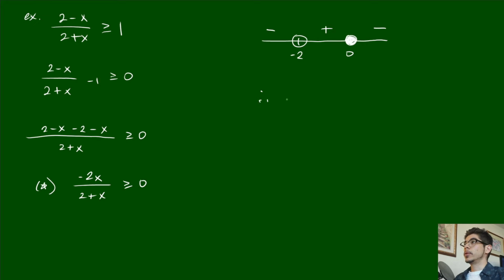So you could say, therefore, the solution is, sorry, not open bracket, round bracket, minus 2 to 0, and then square bracket. The square bracket is going to tell you that you're including that endpoint. And the round bracket is telling you that that's your other bound, your other endpoint, but you're not including it. That is the solution to this rational inequality.